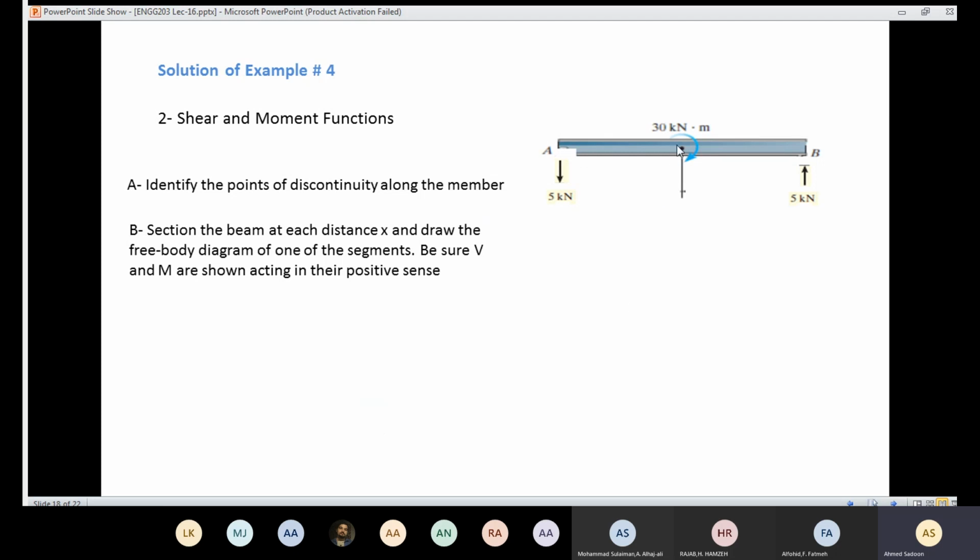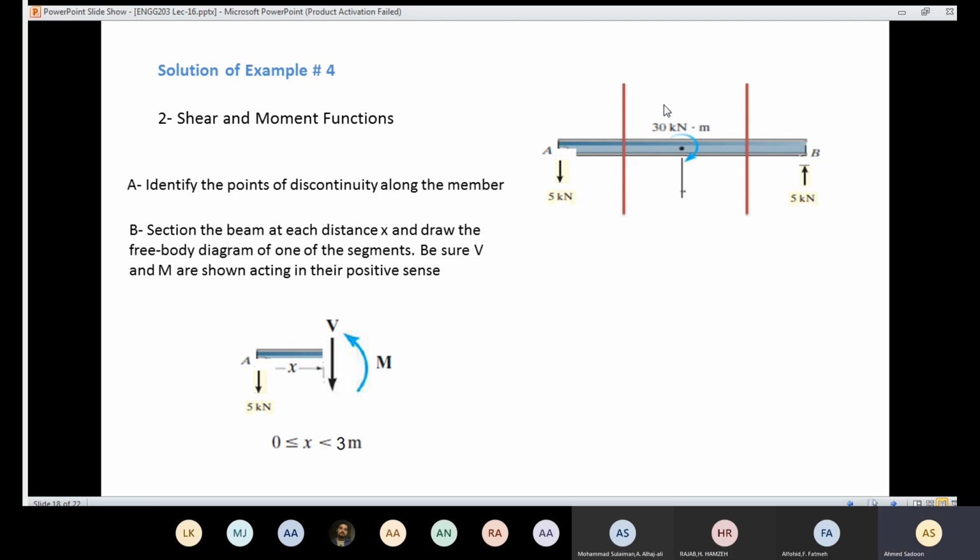This time we have a point of discontinuity, which is the couple moment, which means that I need to get two sections. I'm going to have a section here in that region, and I'm going to have another section at that region here. So I'm going to cut here at a distance x, like that, and I'm going to put the V and M with their positive senses, and the range is between 0 and 3. And I need to cut here.